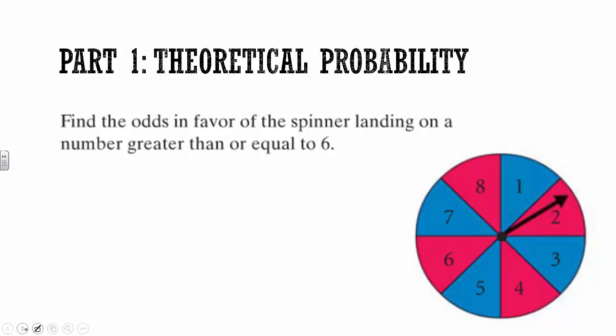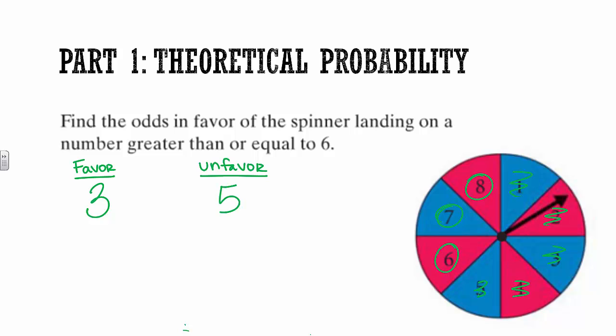Find the odds in favor of a spinner landing on a number greater than or equal to 6. If we take a look at all of our numbers here, we have favorable outcomes and unfavorable outcomes. Which ones are favorable? Which ones are greater than or equal to 6? We have 6, 7, and 8. So there's 3. And then unfavorable, 1, 2, 3, 4, 5. So there is a 3 to 5 odds of us picking a number greater than or equal to 6.